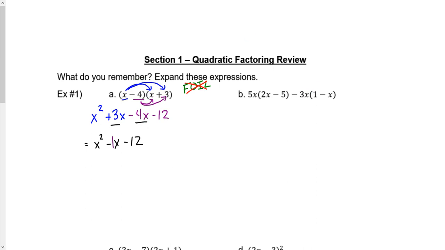Next one, we'll be able to go a little bit faster because 5x, which is on the outside, will get distributed on the inside. So 5x by 2x will be a 10x squared. 5x by negative 5 is a negative 25x. Now I'm just going to make that actually look like a 5.